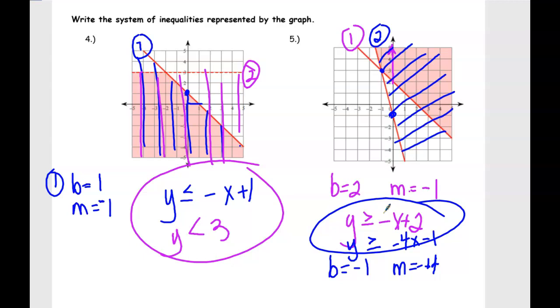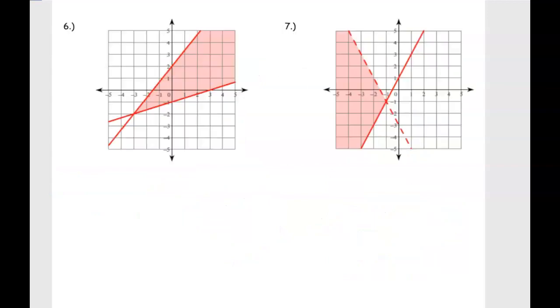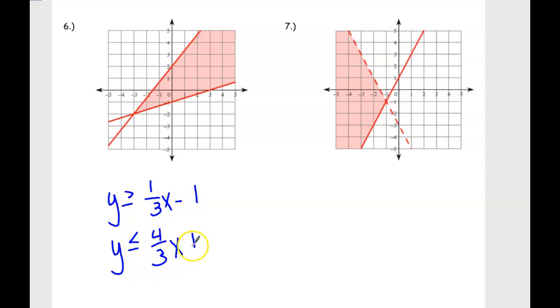All right, so let's have you guys try 6 and 7 on your own. Pause the video, give it a try. I'm just going to put the answers up for 6 and 7. So number 6, pause it when you're ready, see if you got it. Y is greater than or equal to 1/3 x minus 1, and y is less than or equal to 4/3 x plus 2. That should be the system.